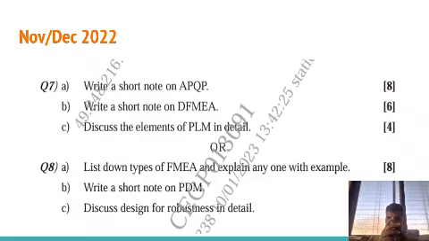These are all previous year questions asked by the university. Write a short note on APQP. Write a short note on DFMEA. Discuss the elements of PLM in detail. These are basic questions asked in previous years. List down the FMEA types and explain any one with an example. Write a short note on PDM. Discuss design for robustness in detail.